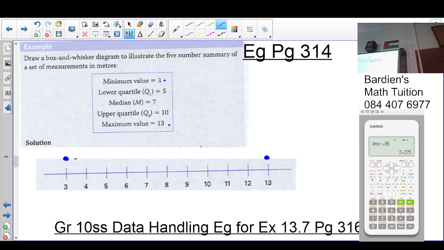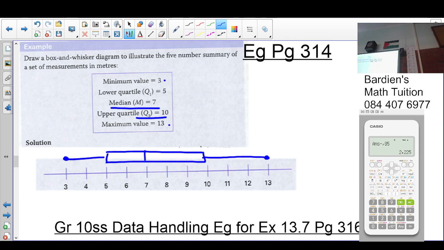Alright. Your median at 7 gets a stroke, a line. Lower quartile, Q1 gets a line, the stroke. And your upper quartile at 10 gets a stroke. So there's your box. Here's your whiskers. Use a ruler. Yes, Miguel?